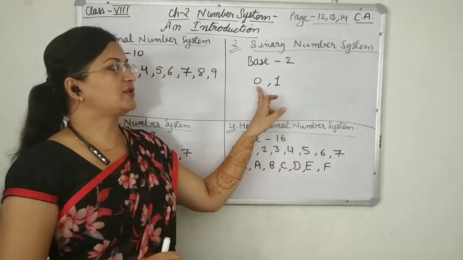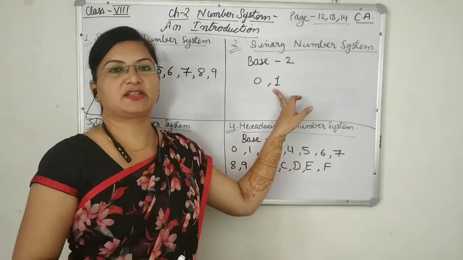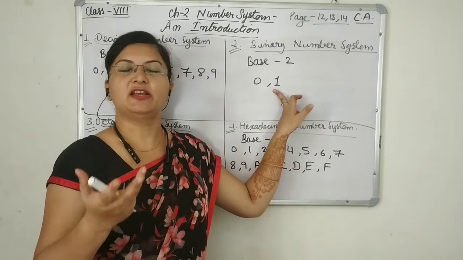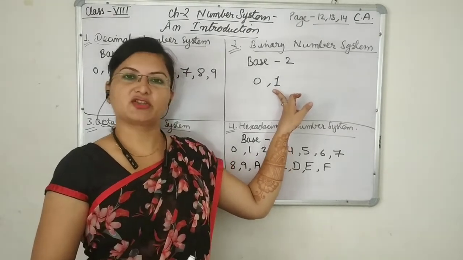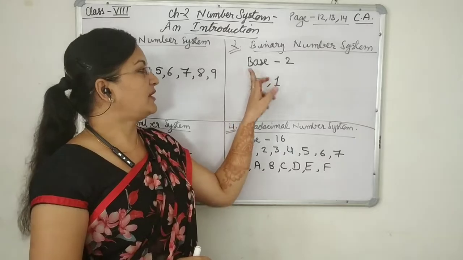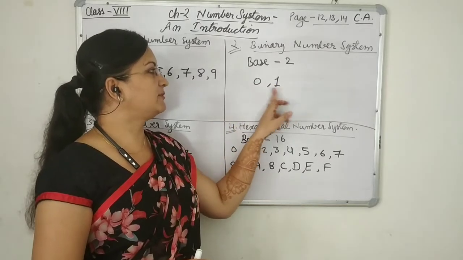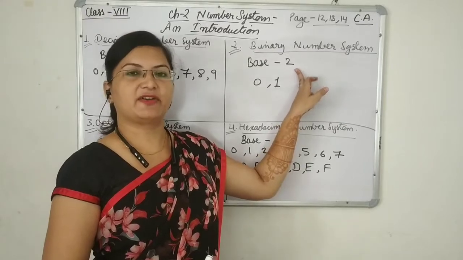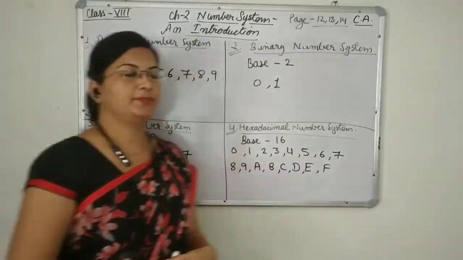It depends on the computer how much capacity they have to store, like whether they can store 8-bit numbers or 16-bit numbers and so on. As there are only 2 symbols, 0 and 1, it has base 2, and that is why it is the binary number system.